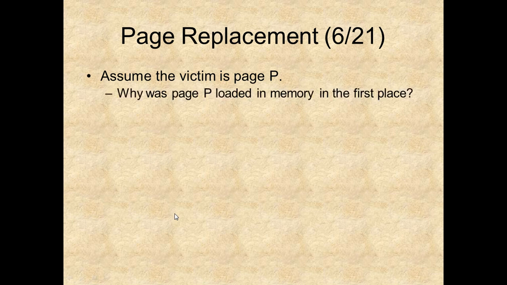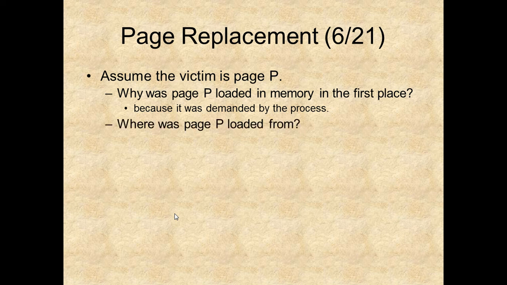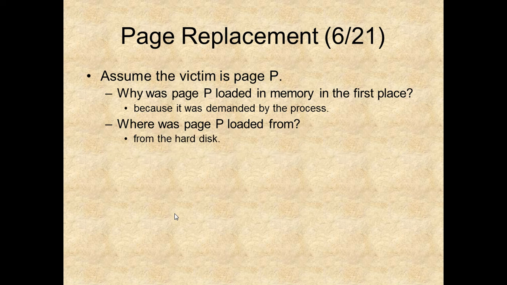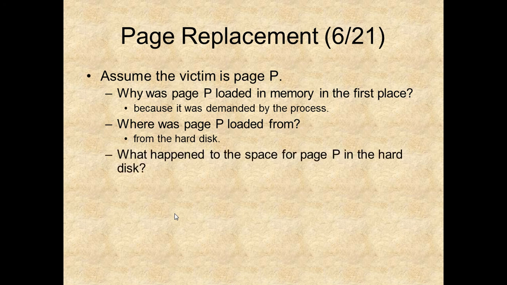Assume the victim is page P. Why was page P loaded in the memory in the first place? Because it was demanded by the process. And where was page P loaded from? From the disk. So in other words, page P, the victim, has its copy on the disk. Then what happened to the space for page P on the hard disk? Nothing, it just stays there, and any changes to page P will happen in the main memory.